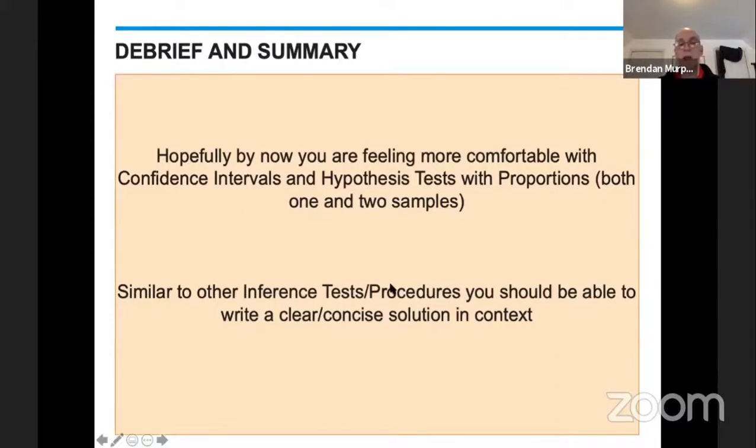Similar to all the other inference tests or procedures, you should be able to write a clear, concise solution in context. I can't overemphasize how important that context is. Relate your answer to the problem at hand, not some generic statement. Although my first sentence in my conclusion is somewhat generic, I always follow up with a contextual answer.